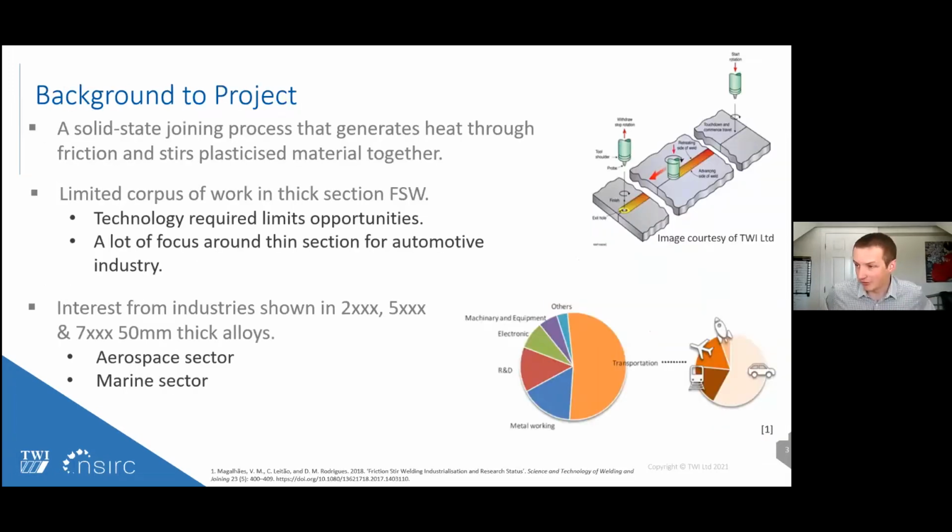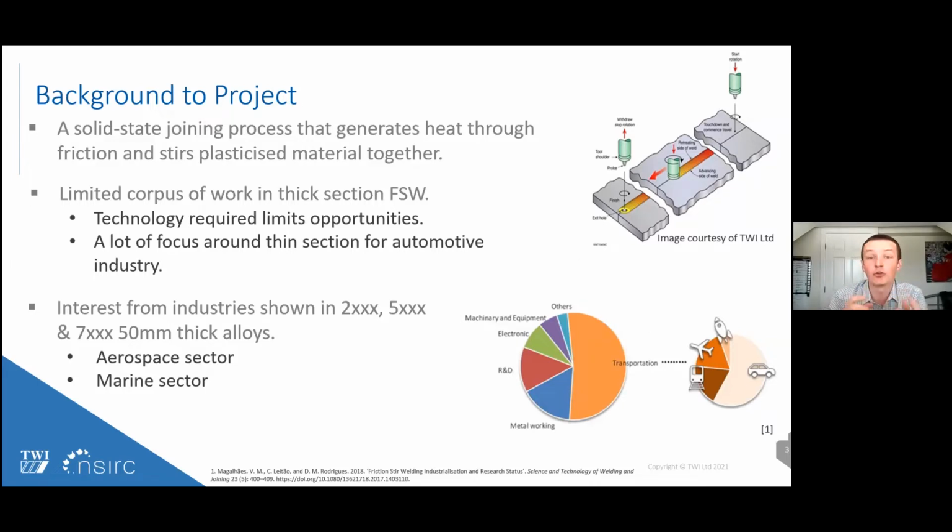So we'll start with background. For those of you who are unaware, friction stir welding is a solid state joining process. In its simplest form, if you could picture two pieces of material abutting and clamped together, a tool not too dissimilar to a drill bit is then plunged into the joint line. Whilst it's plunged, it is rotating. This rotation causes friction between the tool and the material, which generates heat and plasticizes the material.